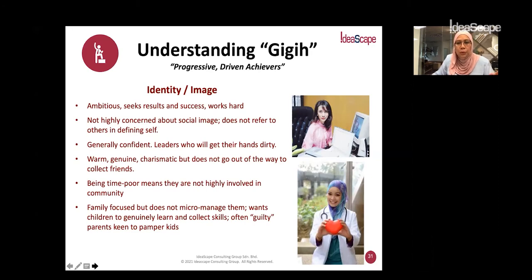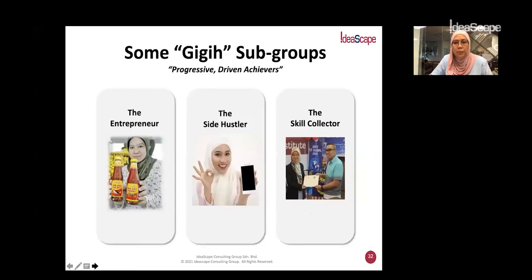Some subgroups of the Gigis, you will see the entrepreneurs, the side hustlers, and of late we have seen more and more of the dropshippers, the online shoppers, the agents who are selling brands out there. And if they're working, they tend to be the skill collector. So these are the Gigi subgroups.